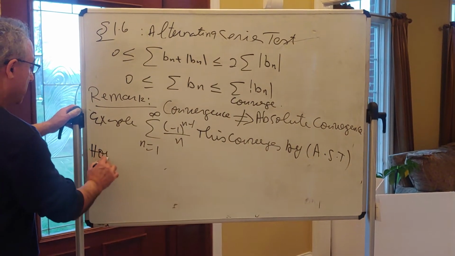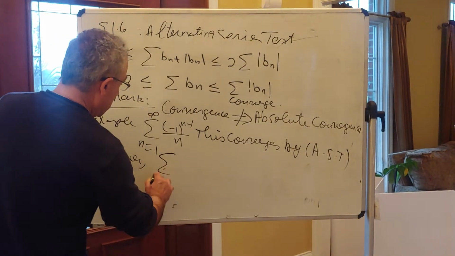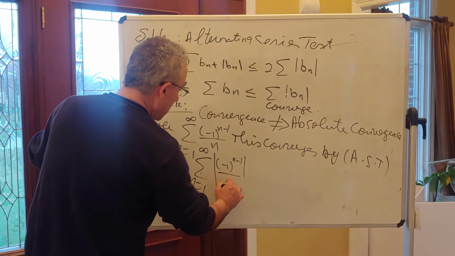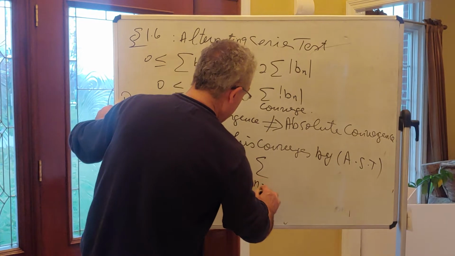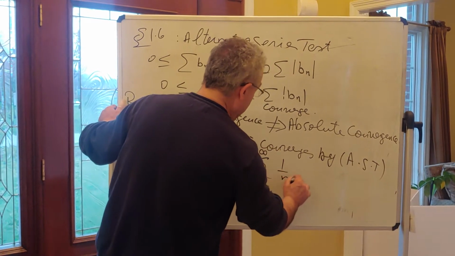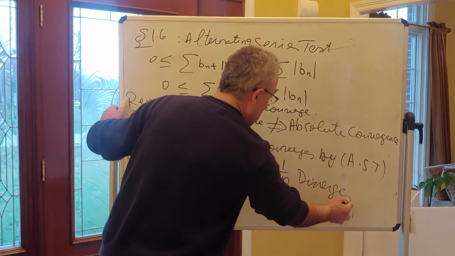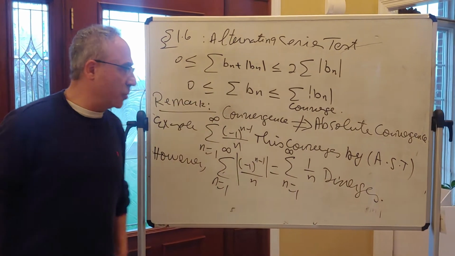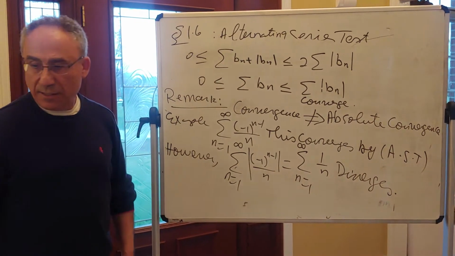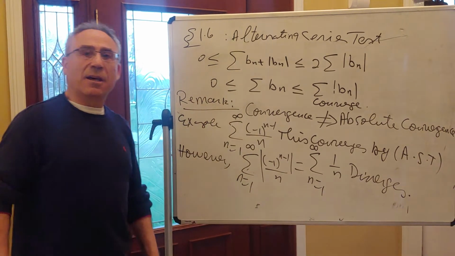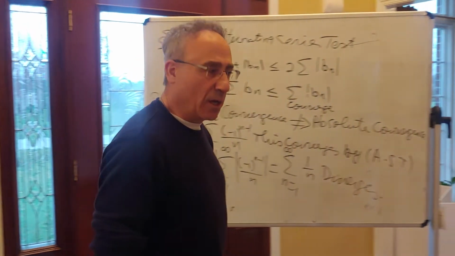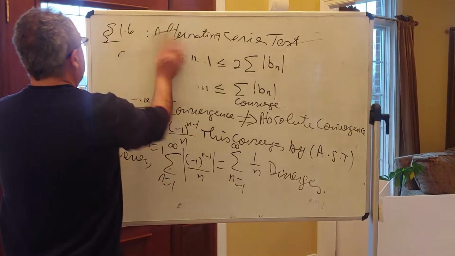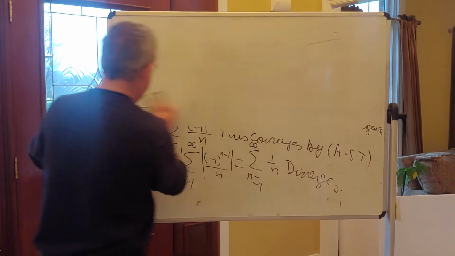However, the sum from n equals 1 to infinity of the absolute value of minus 1 to the n minus 1 over n is the sum of 1 over n, which diverges. So this is an example of a series that converges but does not converge absolutely. In this case, that series has a name called conditional convergence. So that brings us to conditional convergence.